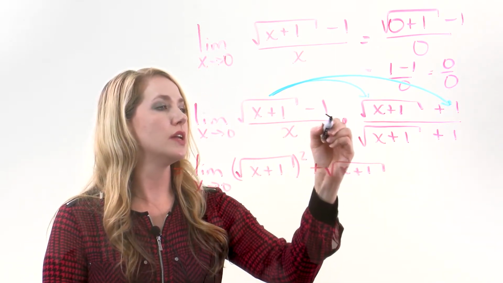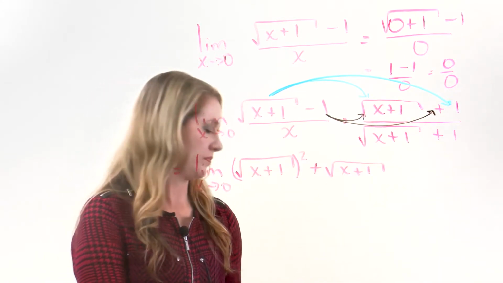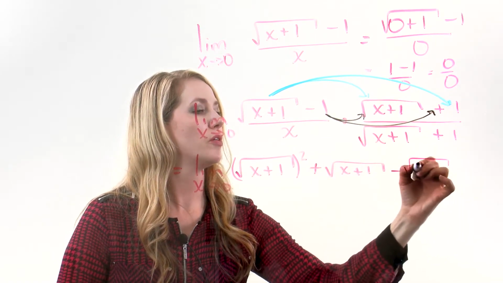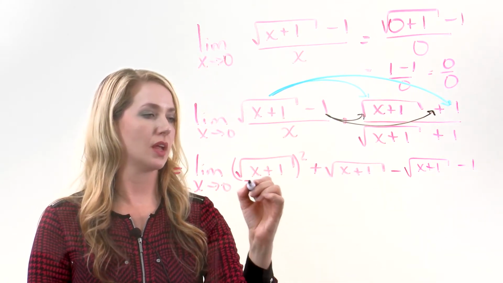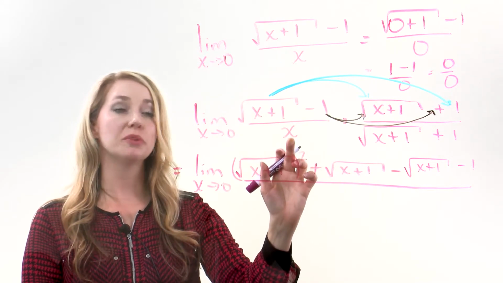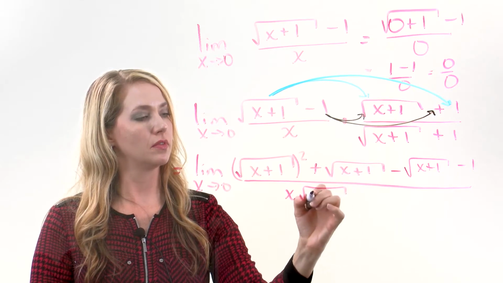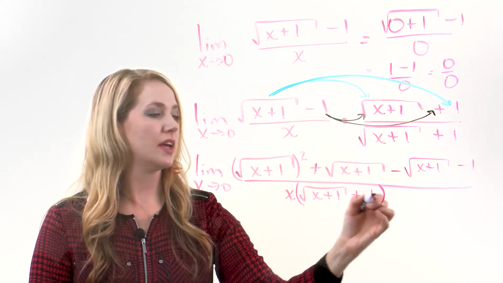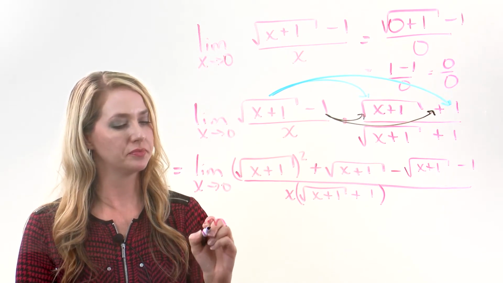Then I also want to distribute the negative 1. So when I distribute the negative 1, I get a minus the square root of x plus 1 and a minus 1. I'm still not finished. I have the denominator. So I need to distribute the x over these two values as well. Or don't distribute right now and leave it as multiplying. And we'll distribute it if we need to later.